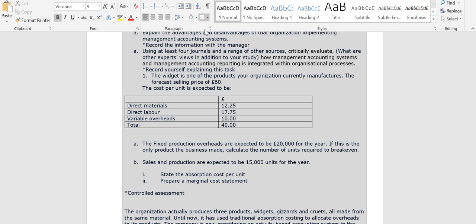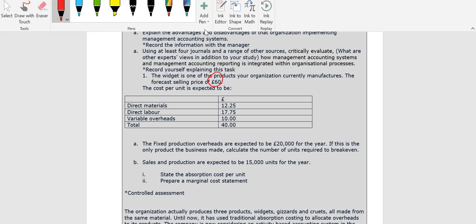Let's call this widget a table. So a table, you make the tables and you sell each table for £60, right? Now each table needs enough material where you need £12.25 of it. You'll spend £7.75 on labor. That's the number of hours and some other variable overhead. So you have a total of £40, right?